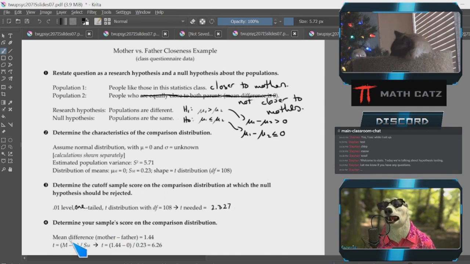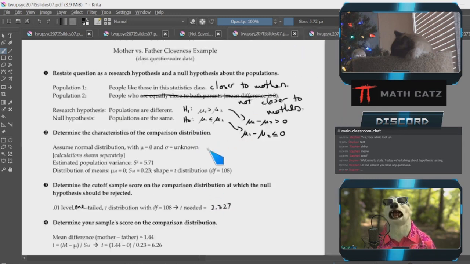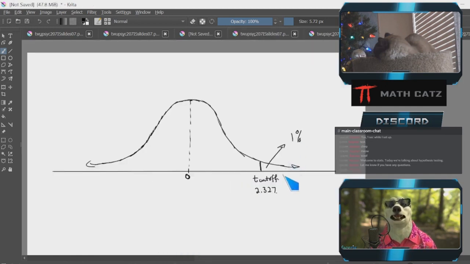So then we look at the sample mean of differences we got. 1.44, is that what we got? 1.44 over here. Then we have to convert that to its corresponding t-score, which I'll call t observed, and we get 6.26. Let's write that in. Oof, that's way out there, right? T observed 6.26.